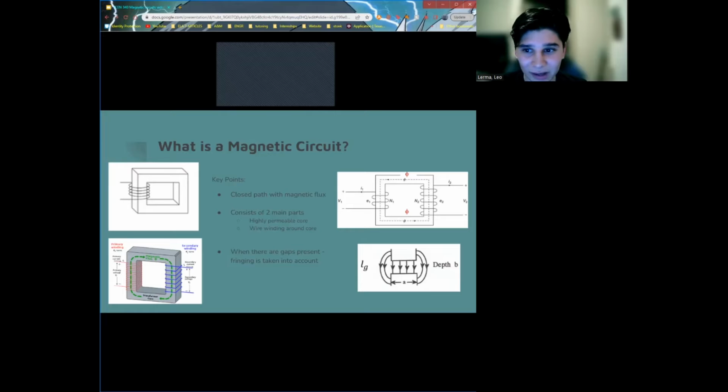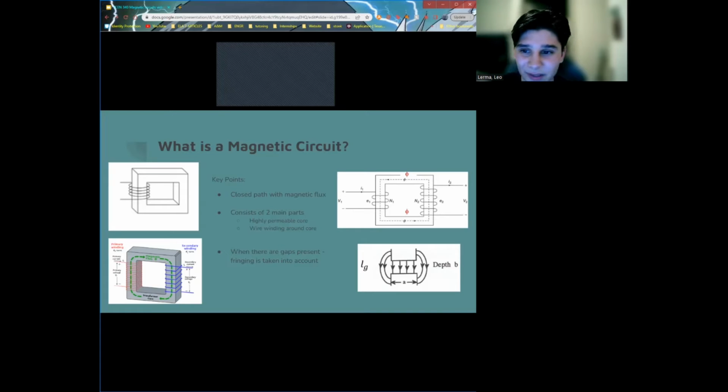As you can see from the right, these circuits could have multiple coils winding on it, and it could also have gaps on them, which induce fringing. Now, air gap fringing is when a magnetic flux is forced to the outside of the gap, which makes the gap bigger, as you can see from the figure on the bottom right. When neglecting fringing, the area of the gap or gaps is equal to the area of the core.